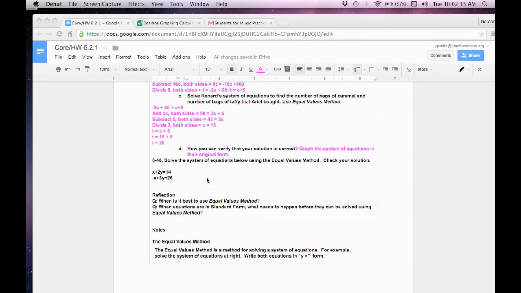Okay, last but not least, 648. Solve the system of equations below using the equal values method, then check your solution, which we will do by putting both of these equations into a graph and seeing if our solution is correct.